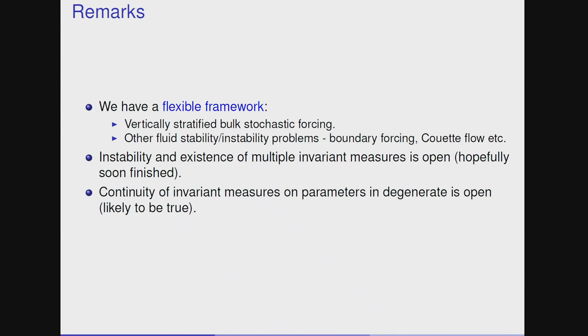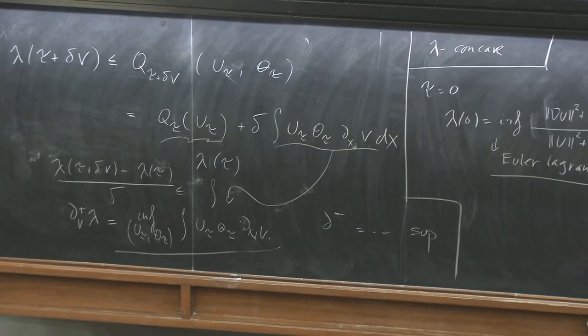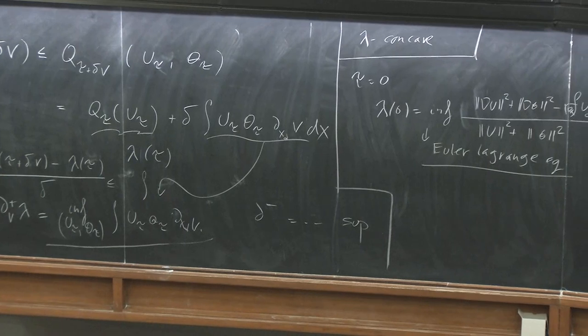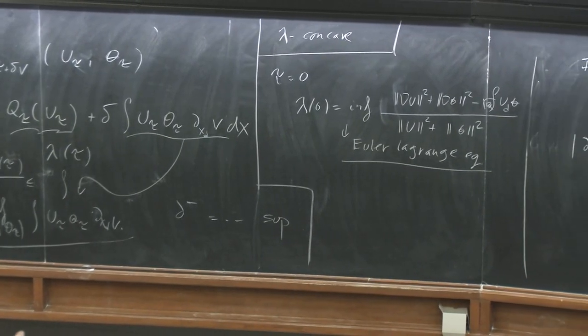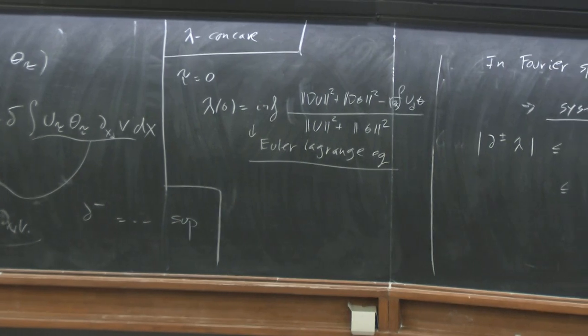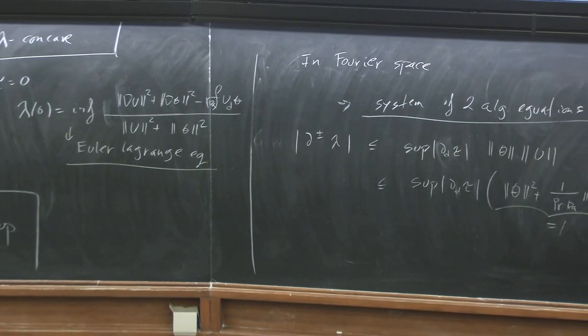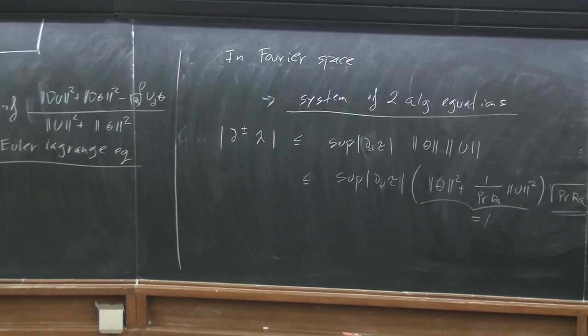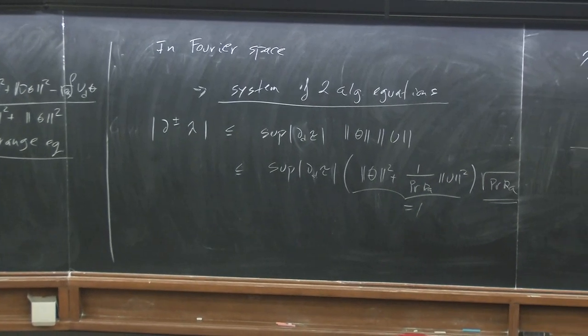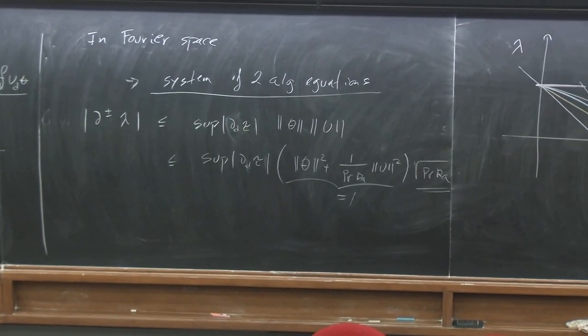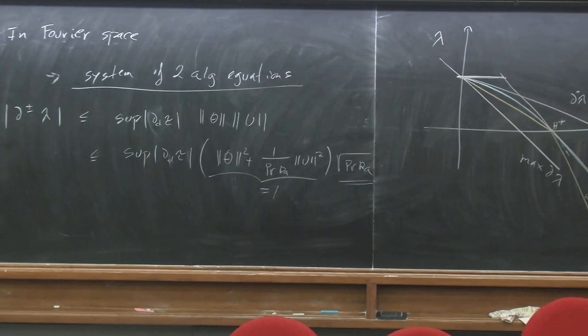Okay, so we were able to use this framework in other situations. For example, when we have forcing on the boundary, stability of Couette flows, and so on and so forth. There are other things where you can proceed in this way and get some quantitative bounds on the stability of invariant measures. This gives us not only that we have uniqueness of the invariant measure, we actually know what it is. It's an OU process.